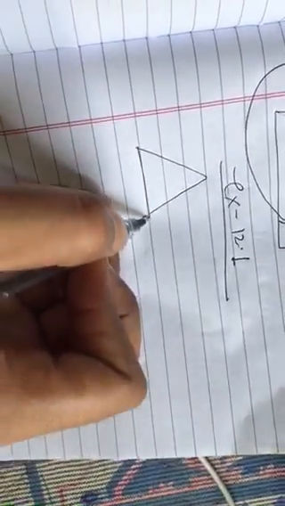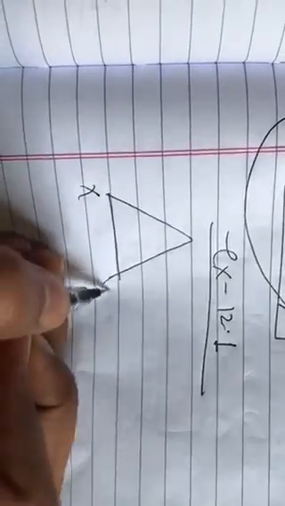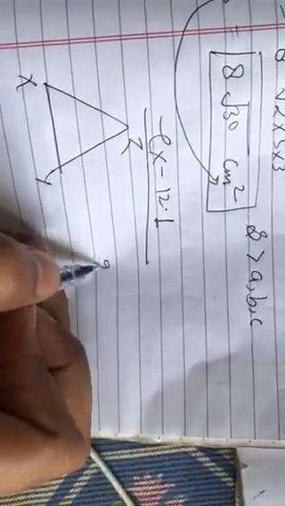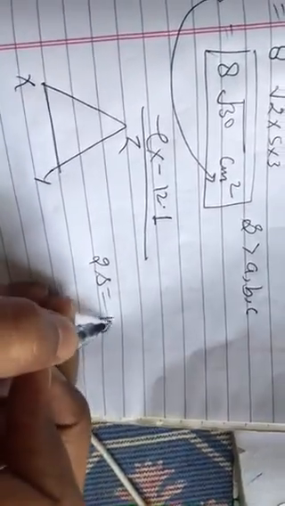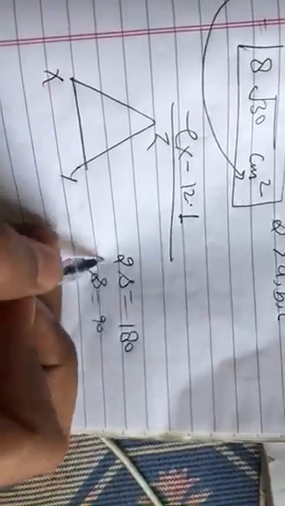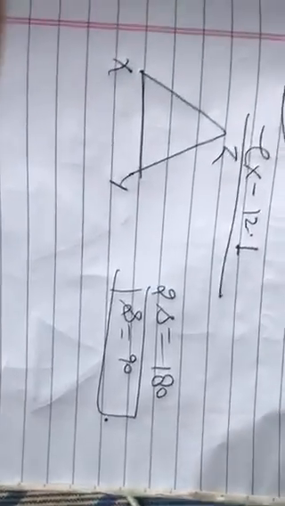The signal board is in the form of an equilateral triangle. Suppose X, Y, Z, right? And you are given its perimeter, and its perimeter is 180. That means 2s. 2s is 180. You can find the value of s from here. It must be 90 centimeter, right?